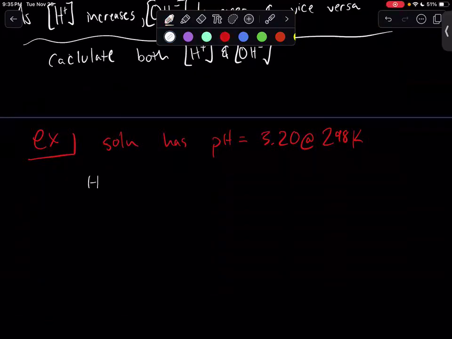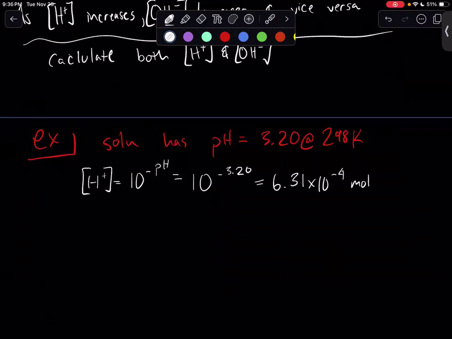To solve for H plus, we learned that earlier. It's just 10 to the minus pH, which is equal to 10 to the minus 3.2. When we plug that into our calculator, we get a concentration of 6.31 times 10 to the minus fourth mole decimeter cube inverse. And that is our H plus concentration.